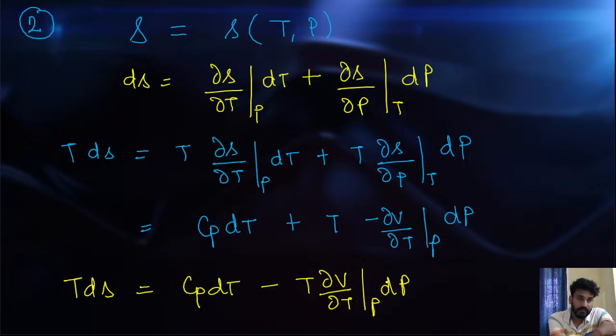So this is my second TdS equation. The third equation is, let's suppose P and V are my variables. Then you can use these equations and calculate this equation, right? Okay.